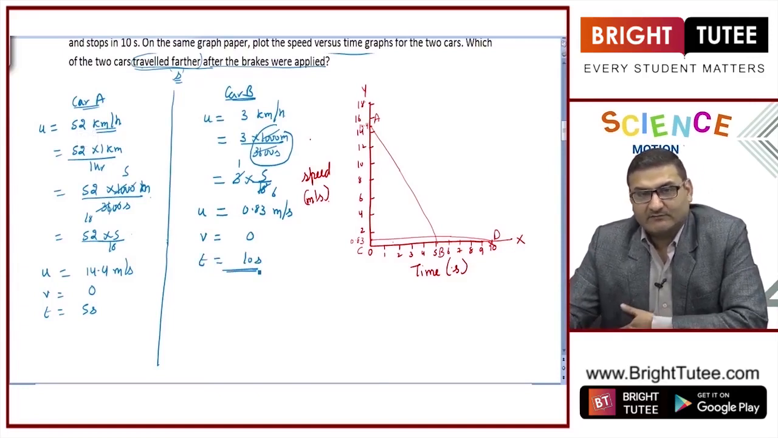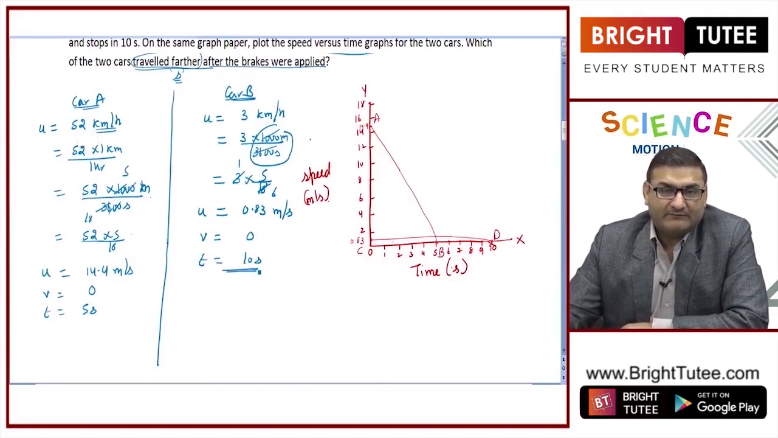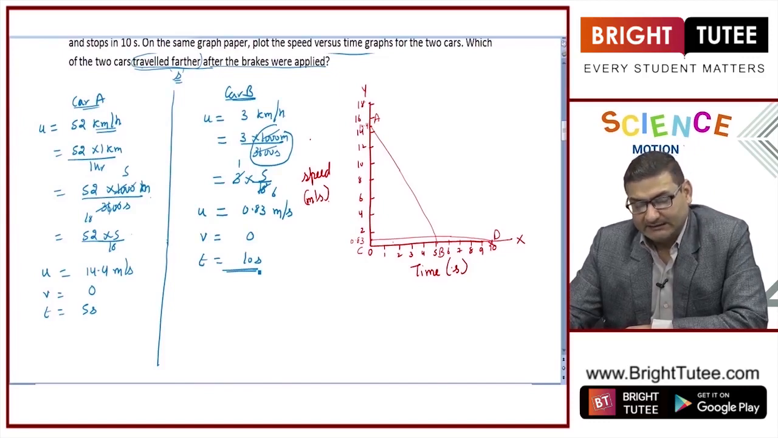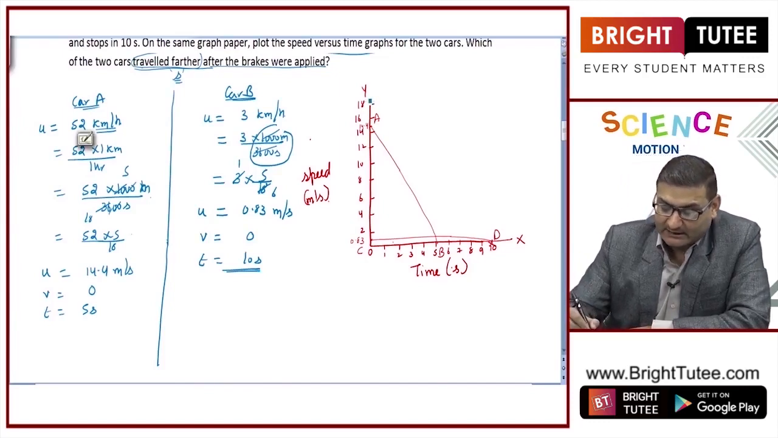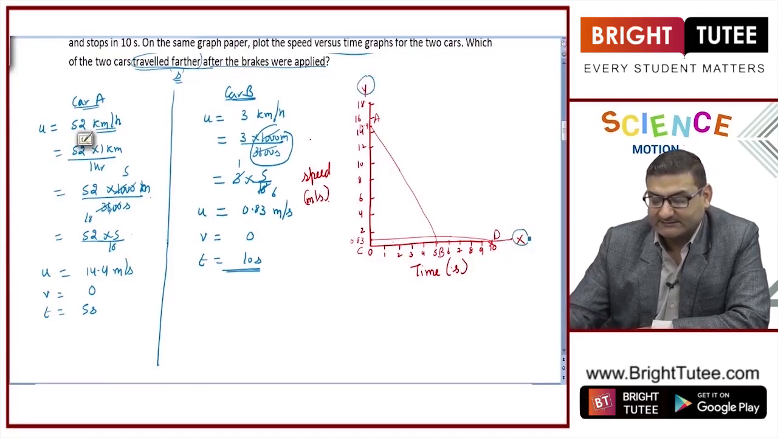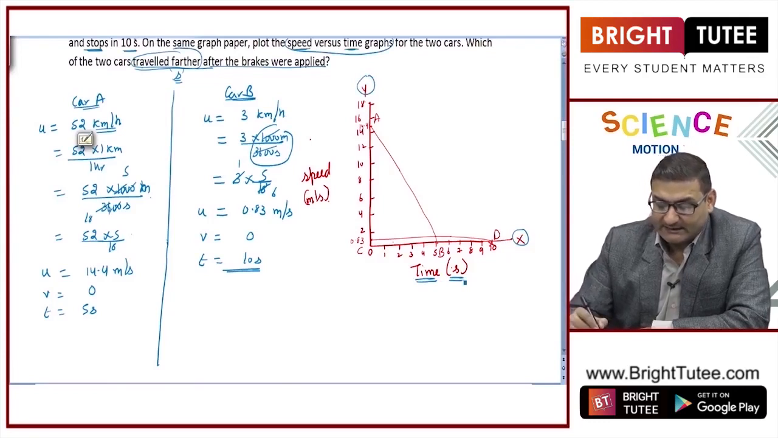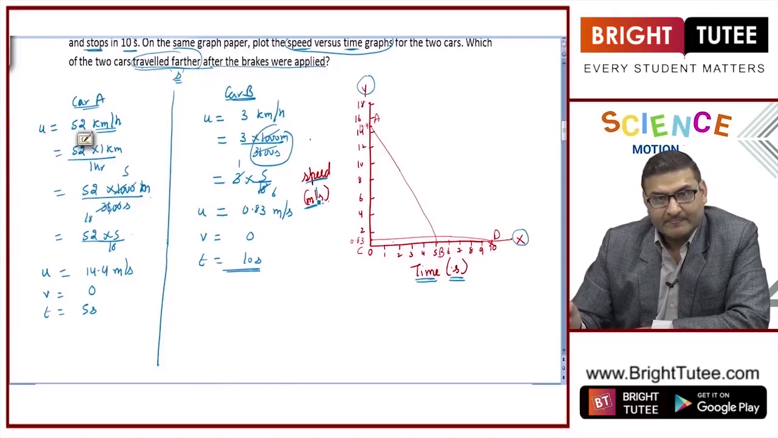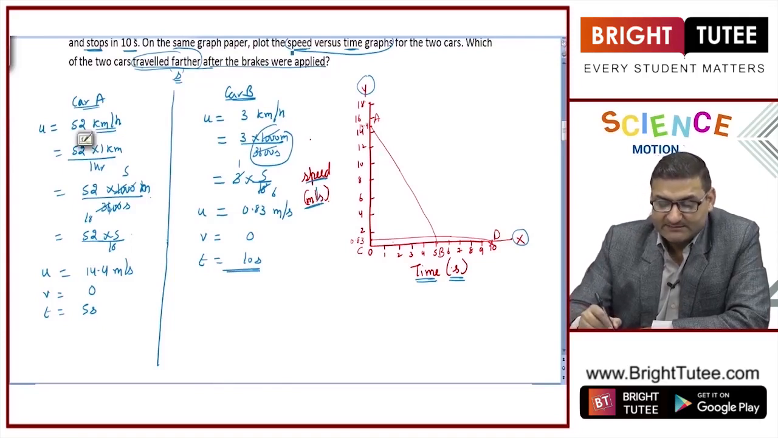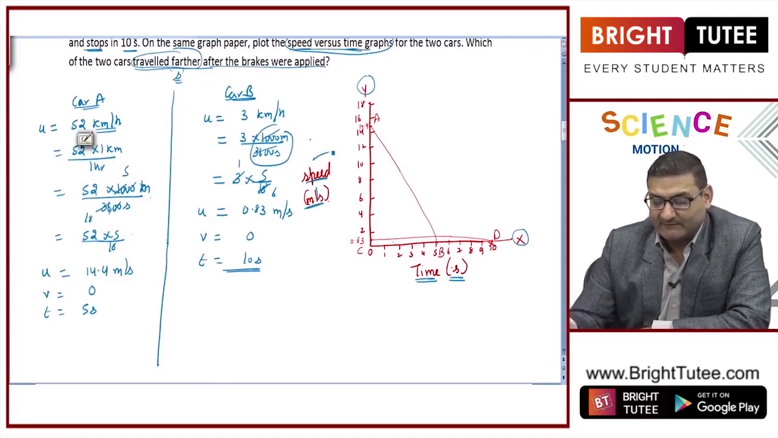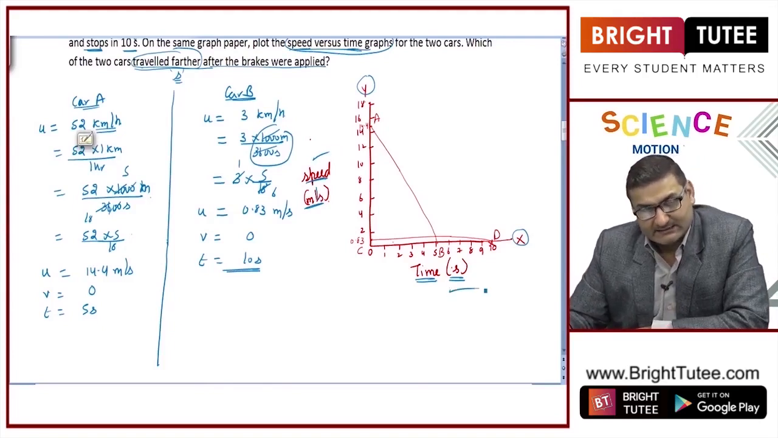Now let us first of all figure out what kind of graph will be formed, or how the graphical representation of these two cars can be done. Let us see. Now this is a graph that we have formed. In this graph, this is the y-axis, this is the x-axis. On the x-axis we have taken time in seconds, and on the y-axis we have taken speed in meter per second. Right? This is what was required, a speed versus time graph. So speed on the y-axis and time on the x-axis.